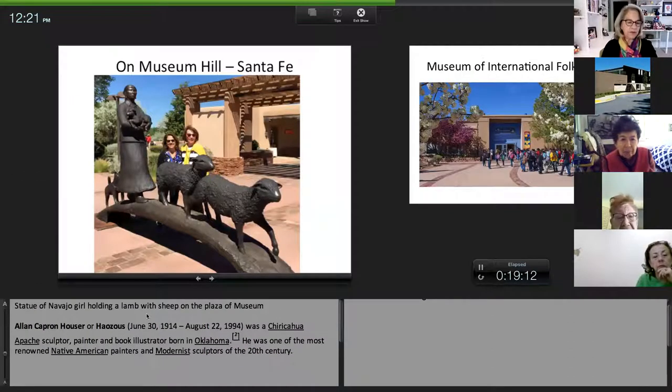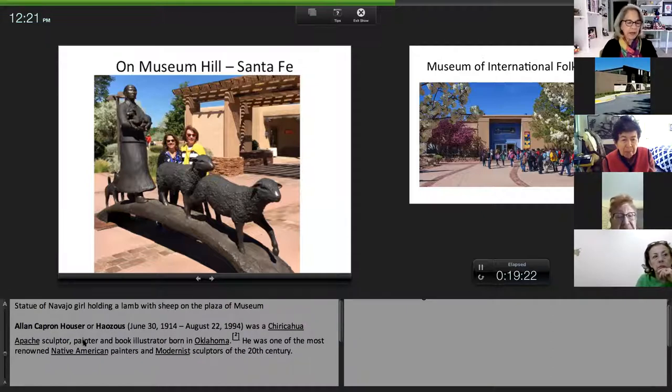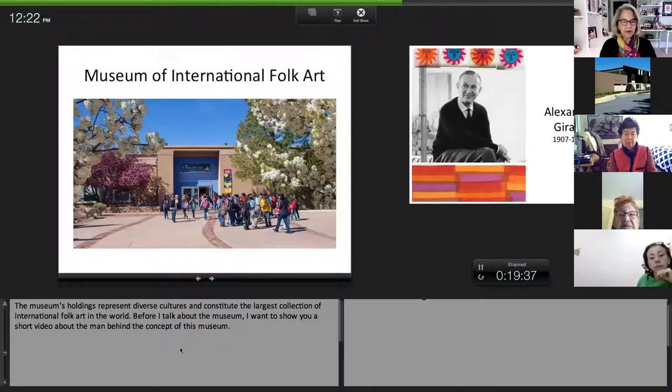Here I am with Victoria, and we're standing on the plaza in front of the statue of a Navajo girl holding a lamb with sheep. And this was sculpted by a man named Allan Houser, and he was one of the most renowned Native American painters and sculptors of the 20th century. And of course, this museum is very popular with field trips for kids and schools. Inside, you're going to find diverse cultures and the largest collection of international folk art in the entire world.